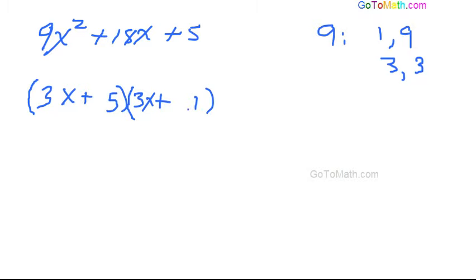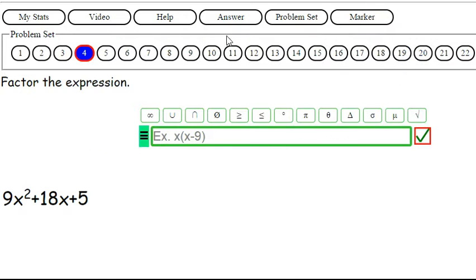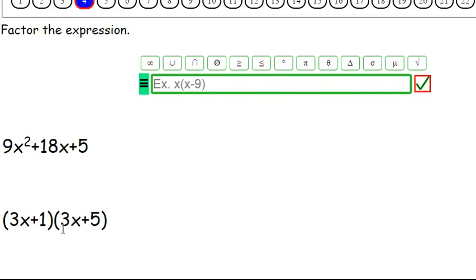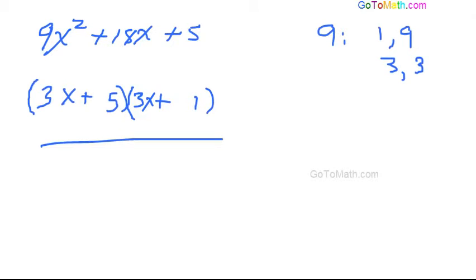You have 3 and 15. There you go. 3x times 3x is 9x squared. Then 3x times 1 is 3x. And 3x plus 15x is 18x. And then 5 times 1 is 5. Bam. How do you like that? How do you like those apples? 3x plus 1 times 3x plus 5. And let me look at something here real quick.